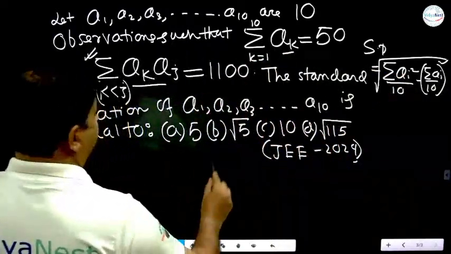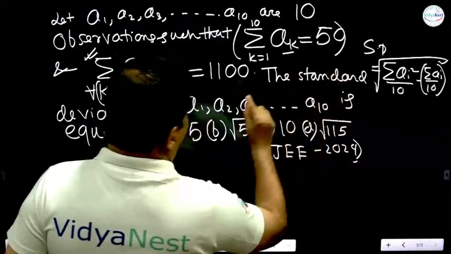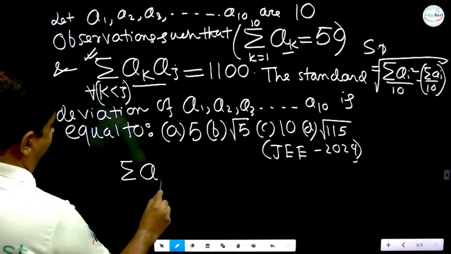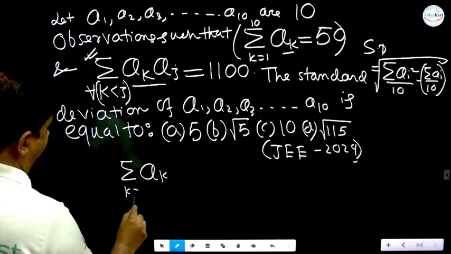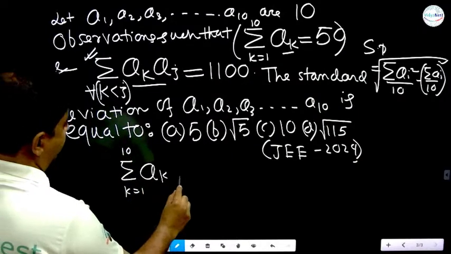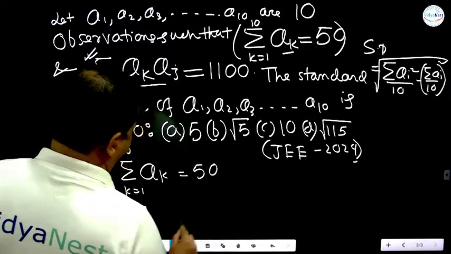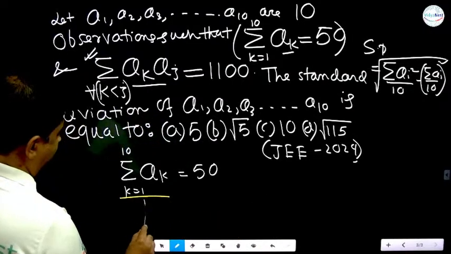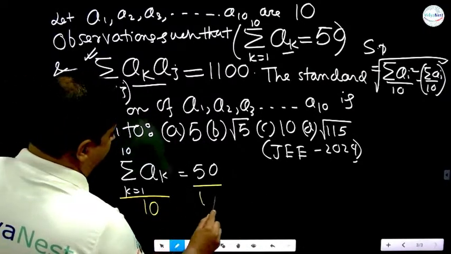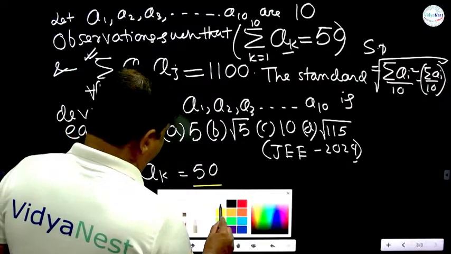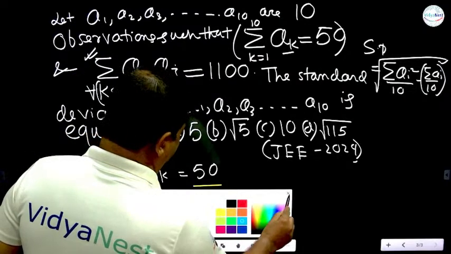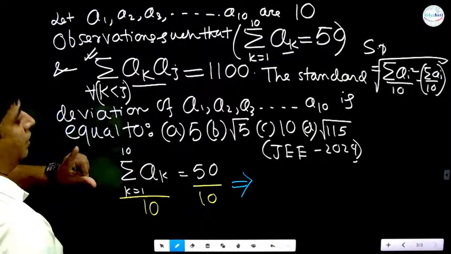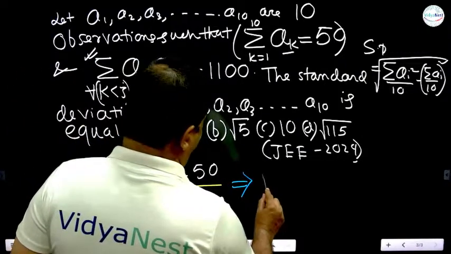See here, if I choose this given data, summation of AK, where K from 1 to 10, is equal to 50. So you divide both sides by 10 because there are 10 observations. That will give you what? That will give you the mean.